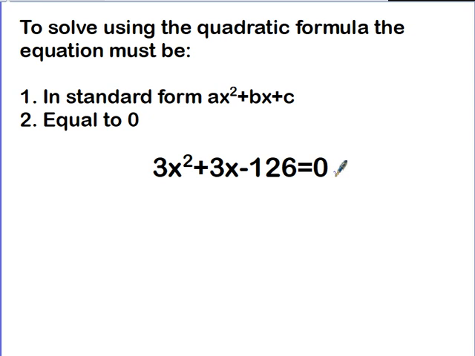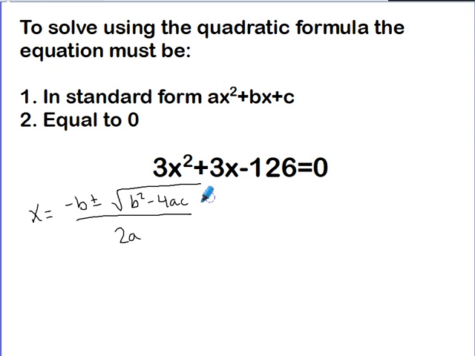Sometimes the problems you're given will already be in this form. Sometimes you have to move terms around to put them in this form. Okay, and then we use the quadratic formula. So here it is. X equals negative b plus or minus the square root of b squared minus 4ac all over 2a. And we're just going to be plugging things in here.